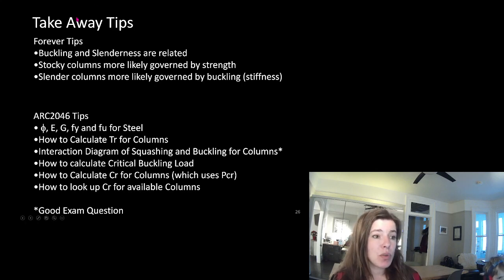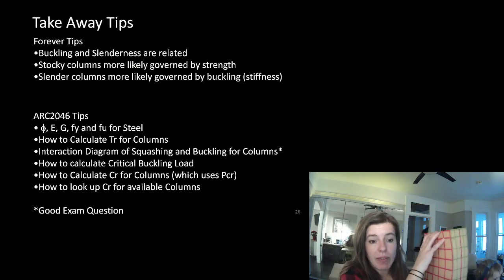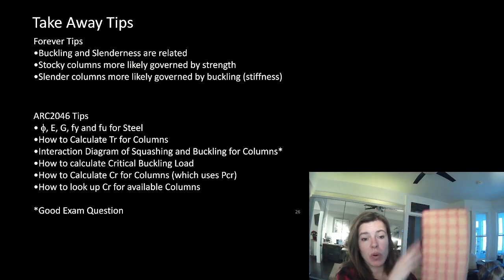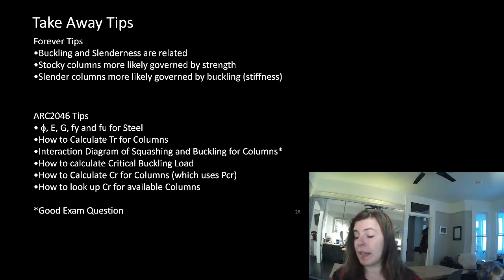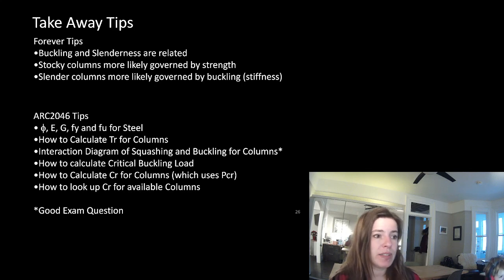So here are the things to remember. Buckling and slenderness are related. Take the same member and make it short, it's going to be governed by strength. Make it tall or slender, it's going to be governed by buckling. This is one of those things you intuitively know in your gut. When you see a really small column, you know that it doesn't matter what the load is. You know if it's tall, it can carry less load. Stocky columns are more likely governed by strength. Slender columns are more likely governed by buckling or stiffness. And for something in between, it's a little bit of both.